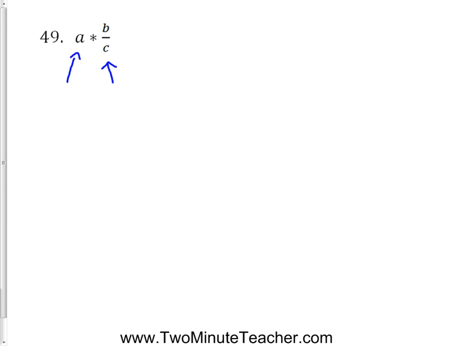So let's make the A into a fraction. It's really A over 1 times B over C. And then if you know how to multiply fractions, this will be easy. A times B is AB, over 1 times C is C. So there's my answer, AB over C.